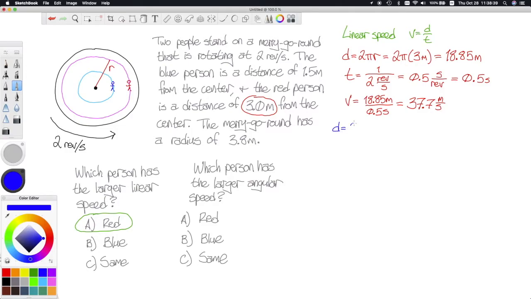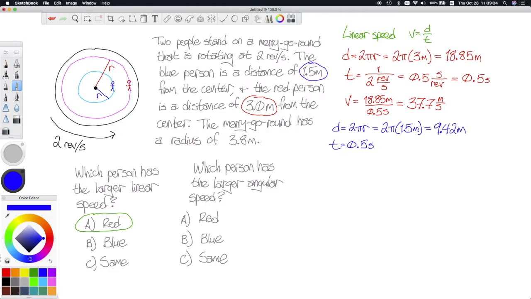And we can do the same thing for the person in blue. The distance they have to cover will also be 2 pi r, but this time we want the radius of the circular path the blue person is making, which is going to be this distance right here, which turns out to be the 1.5 meters. So we've got 2 times pi times 1.5 meters, which gives us an answer of 9.42 meters.